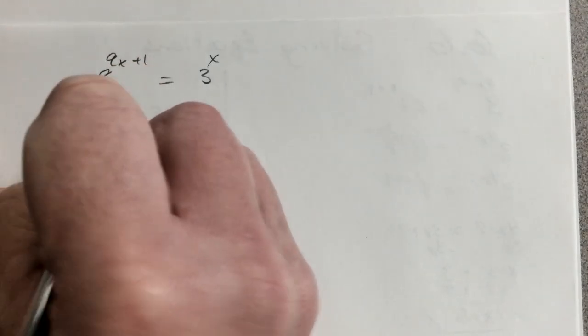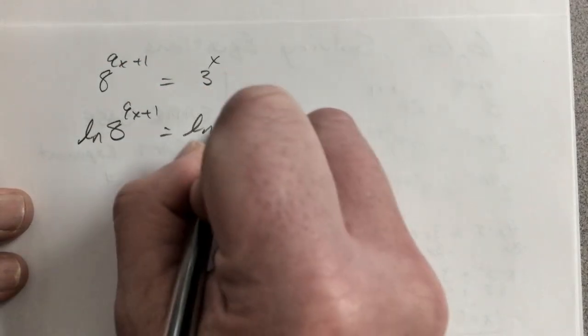We introduce logarithms, right? You need to think logs. If I can't have the same base, I'm going to introduce logarithms. I use natural log because it's easier to write. The natural log of 8 raised to the 9x plus 1, and the natural log of 3 raised to the x power.